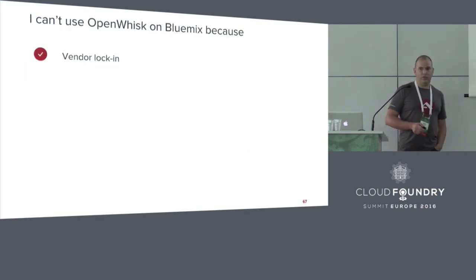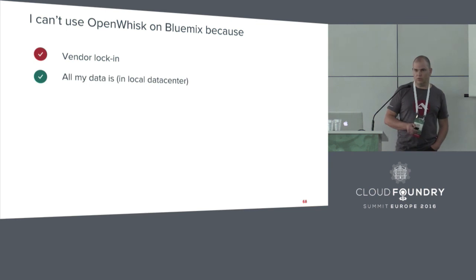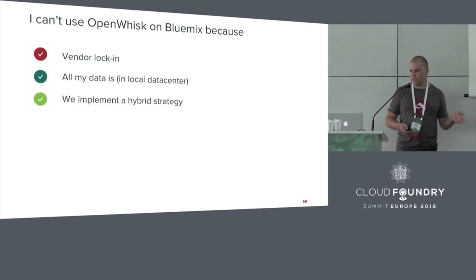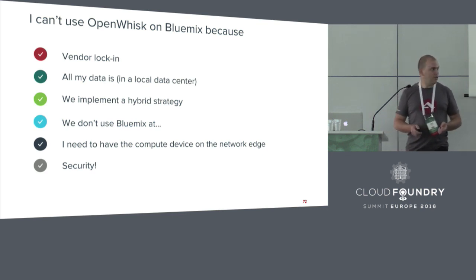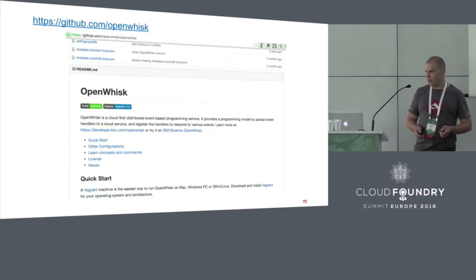However, you may want to avoid vendor lock-in, or you have your data in your local data center, or you implement a hybrid strategy and you don't have information at the cloud end and you don't use Bluemix at all. You need to have your compute device in your network edge, again, not in the cloud end, and you're concerned with security. You think that you may implement your infrastructure better than IBM. Then you don't have to use IBM's Bluemix service.